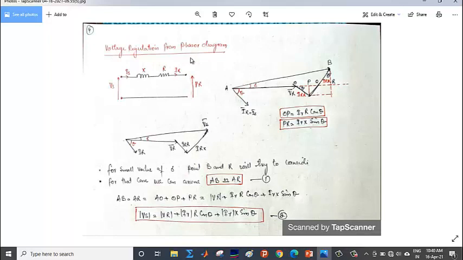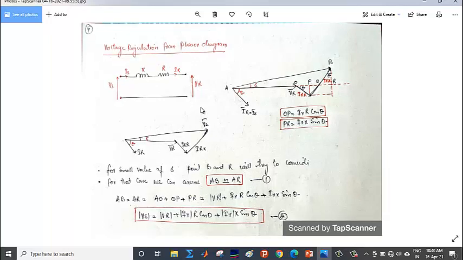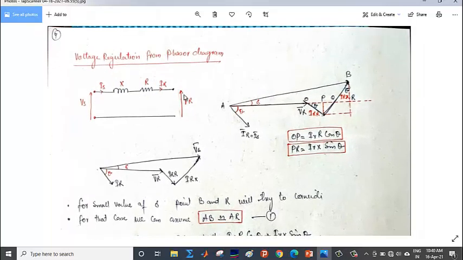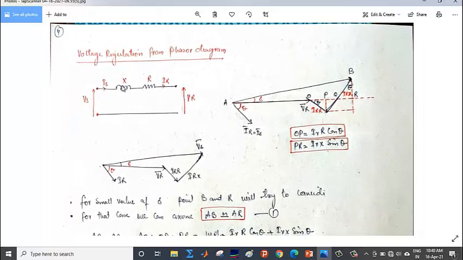Now voltage regulation from the phasor diagram. We can calculate the voltage regulation from the phasor diagram. This you have already done, exactly the same procedure you have done for the transformers. So we'll do the same analysis for the transmission line. Let us say this is our transmission line. This is the series inductance, this is the series resistance, this is IR, VR, and this is VS. When we make the phasor diagram, it will be like this.